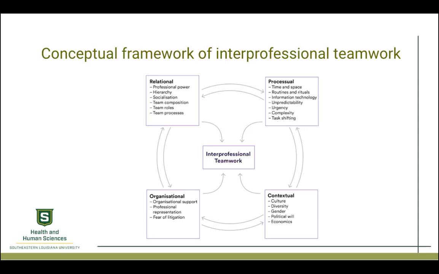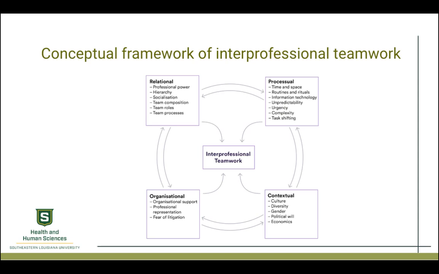With relational, we could be looking at professional power, hierarchy, team roles. You have processional, that's looking at time and space, complexity. Then you have organizational, that is looking at professional representation, fear of litigation, and then contextual, that is looking at culture, diversity, and political will.